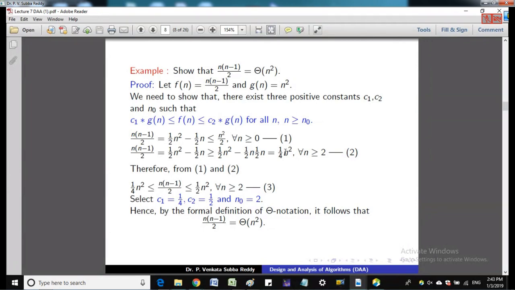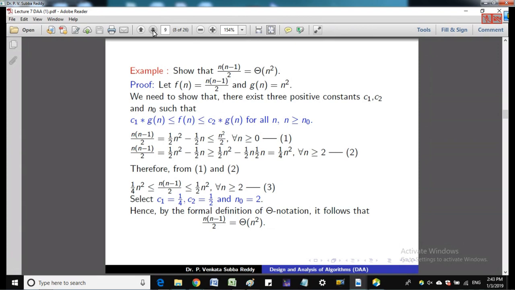Now what is the value finally? This is the first value, this 1/2 is the second value. If I combine this, 1/4 into n square is less than or equal to n into n minus 1/2, which is less than or equal to 1/2 n square. Therefore, by the formal definition of theta notation, we obtain C1, C2 and n0. Hence it is true. Next we move on to other notation.